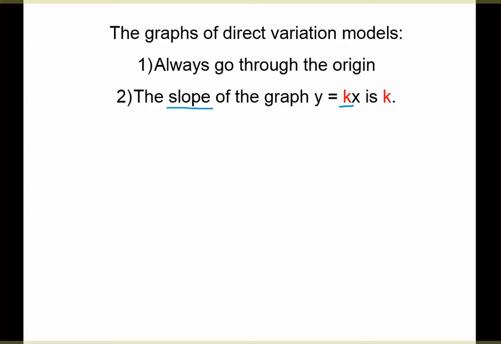So that k value will tell you the slope. If you go back to the examples I gave you earlier, y equals 2x has a slope of 2. Y equals 3x has a slope of 3. Y equals negative 10x has a slope of negative 10. So they're going to be giving this information away to you. You're going to automatically know the slope as long as it's direct variation.